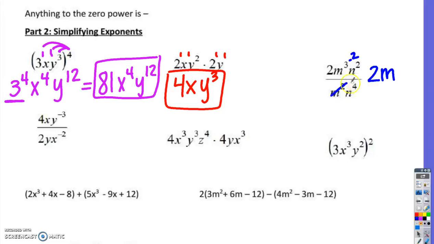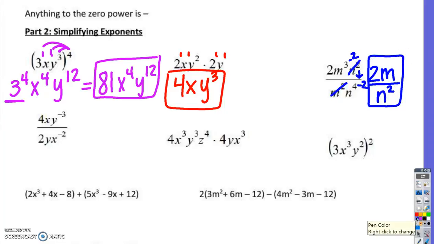Now I'm looking here at my n's. If I move these n's to the top, that's going to give me 2 minus 4, and 2 minus 4 is negative 2. To avoid that, I'm going to actually move my n's to the bottom. We still do the same thing by subtracting our exponents. So this will be over 4 minus 2, which is 2, so we get n to the second power.